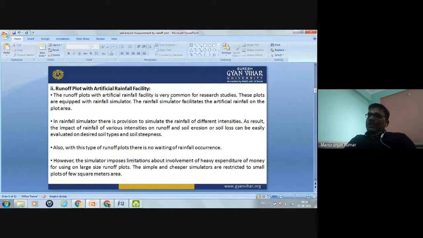Okay, and in every research field, this type of facility is available for calculating the soil loss with different intensity, or you can calculate the soil loss from different sloping areas. So everything you can calculate with this artificial rainfall facility.